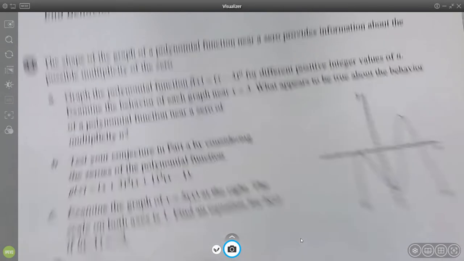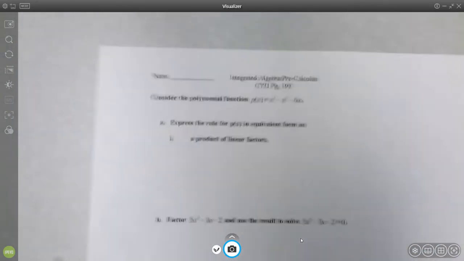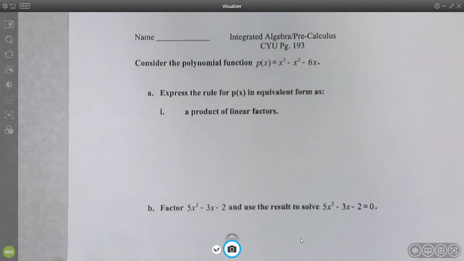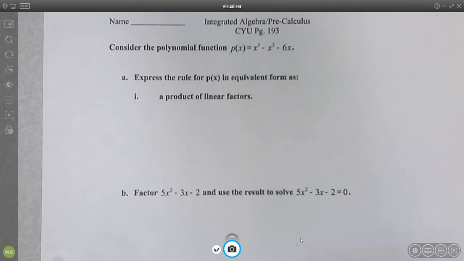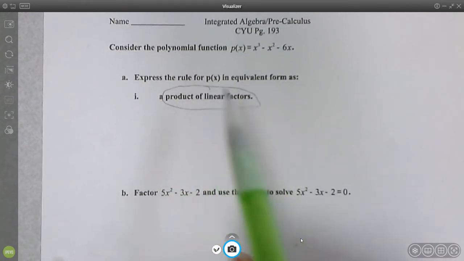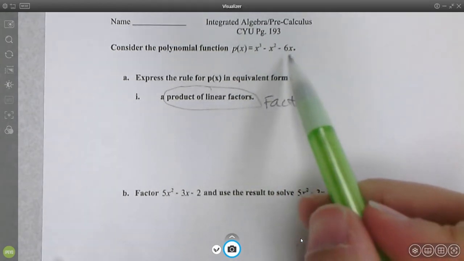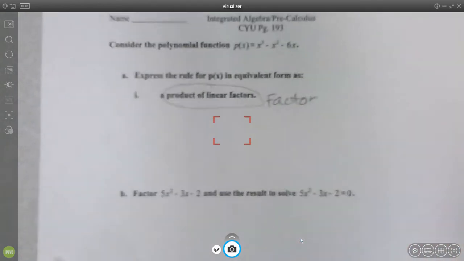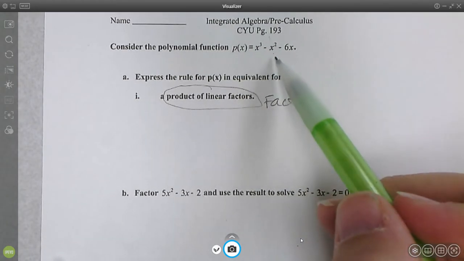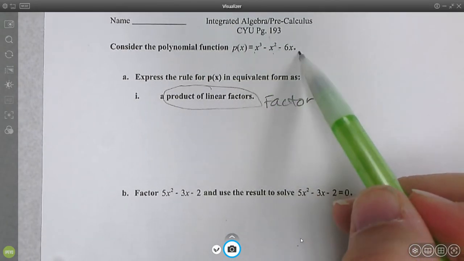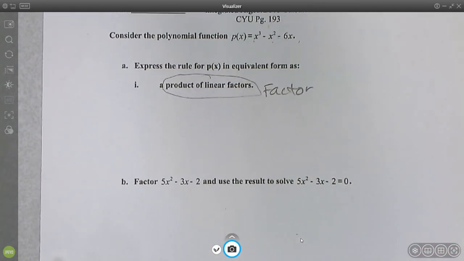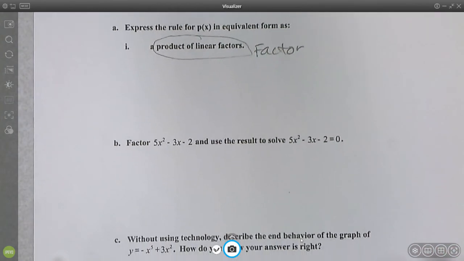Okay, so that's your investigation. Oh my gosh, why did this print out so small? Okay, this is the CYU for homework. So product of linear factors, that just means factor. So you are going to factor this, and then just a little hint, these all have an x in them, so make sure you take out your greatest common factor first. Then, okay, that's all it wants you to do for that one.